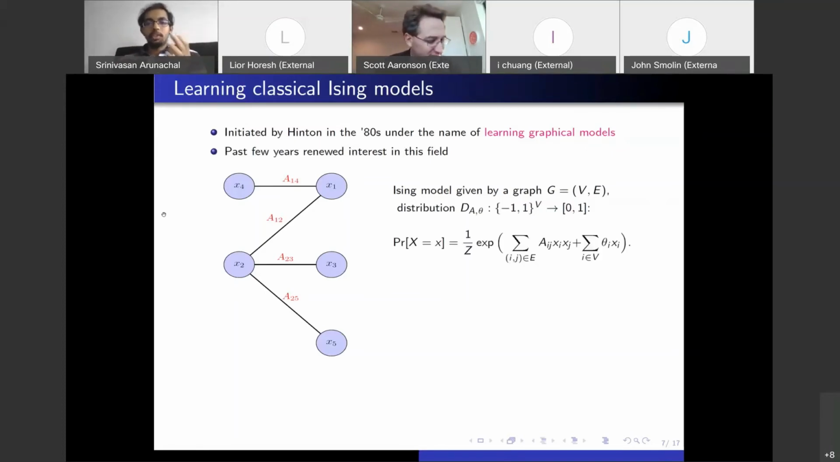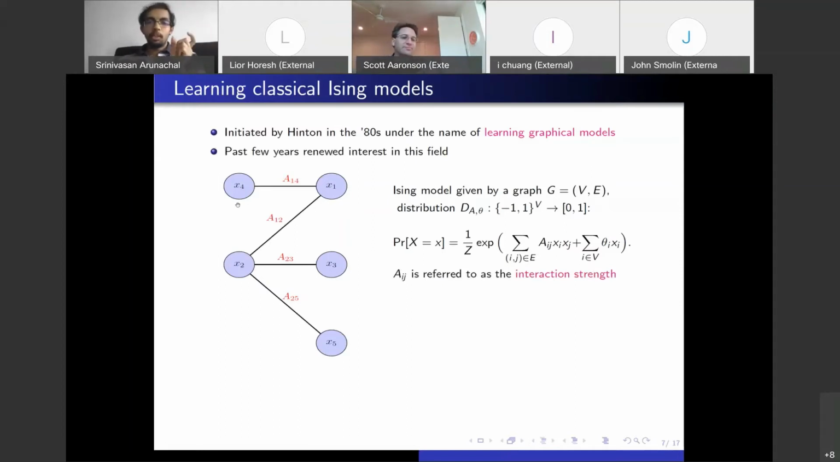This distribution is just the standard Ising distribution. So what is it saying? The point is I'm going to assign to all vertices a plus or minus 1. So X4 is going to get assigned 1 or minus 1, same with X1, X2, X3, X5. What's a natural way to do it? For a fixed little x, just sum over A14 times X4 times X1 plus A12 times X2 times X1, and so on and so forth. And this is just the standard Ising distribution.